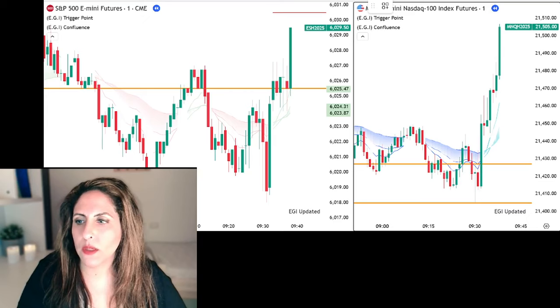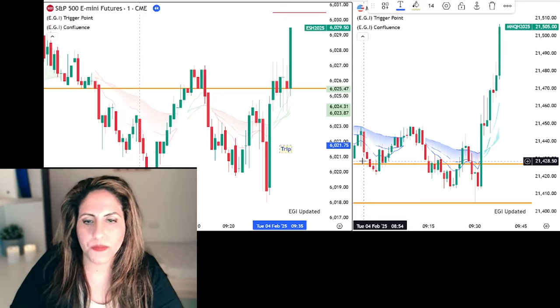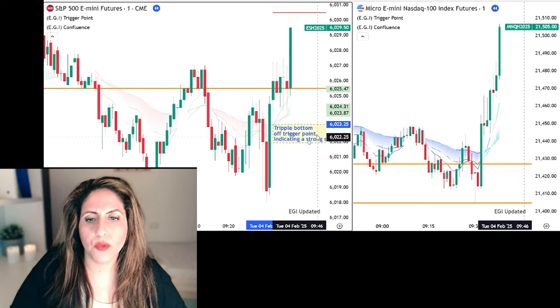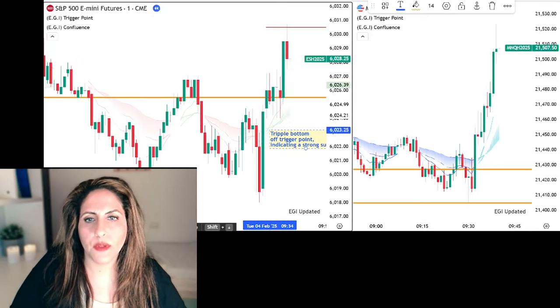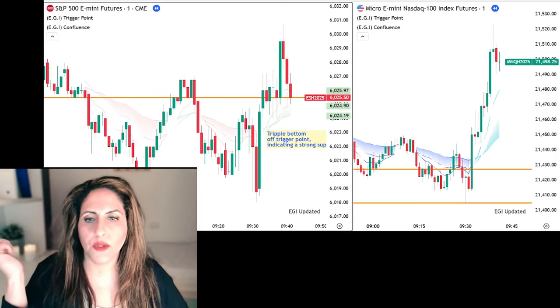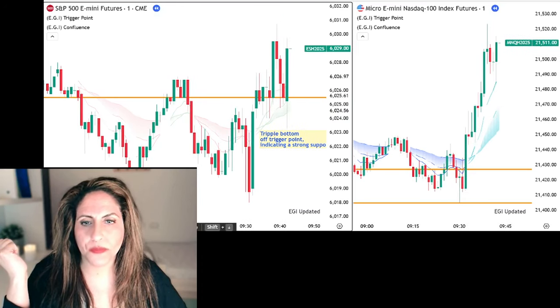Okay, so let me write it down. Bottom of trigger point, indicating a strong support. Okay, we see that the buyers are taking control here. Now, I'm going to delete this. Okay, so we can see another beautiful bounce here off the support level.